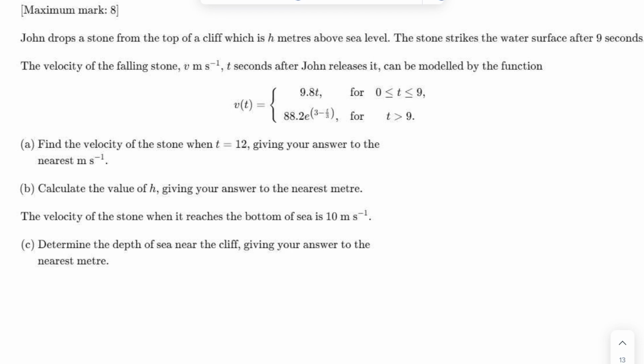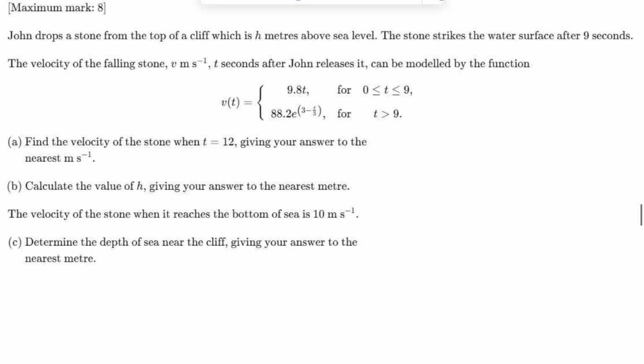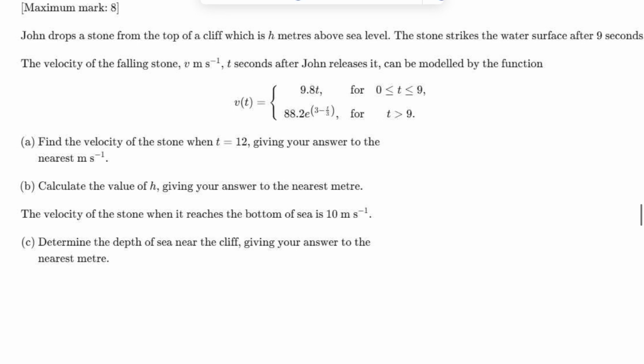Now coming to question number 38. John drops a stone from the top of a cliff which is h meters above the sea level. The stone strikes the water surface after 9 seconds. And he has given two equations for velocity. Find the velocity of the stone when t equals 12. t equals 12 means greater than 9.